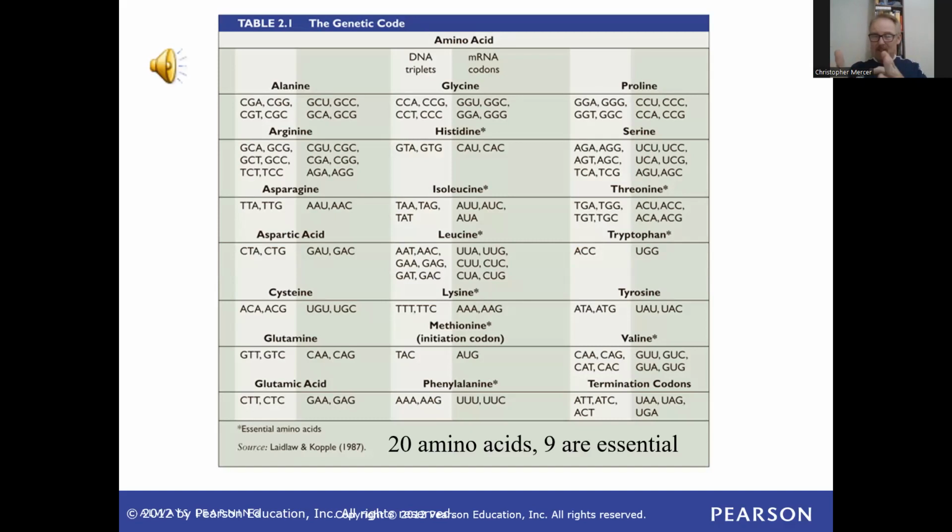Each one is a protein coding gene. We have to know where to start. So the body sees a particular letter sequence, and it's called an initiation codon. You can see it right there.